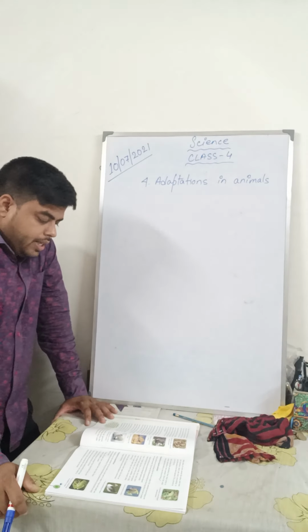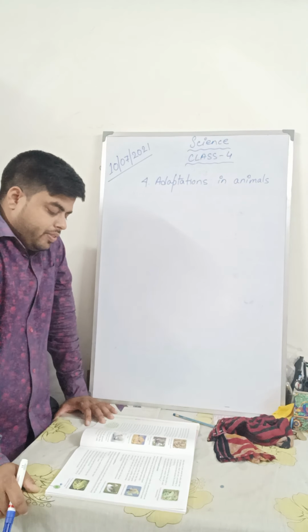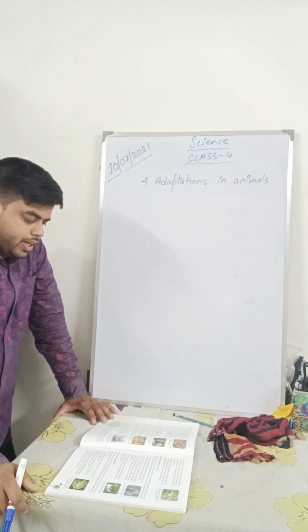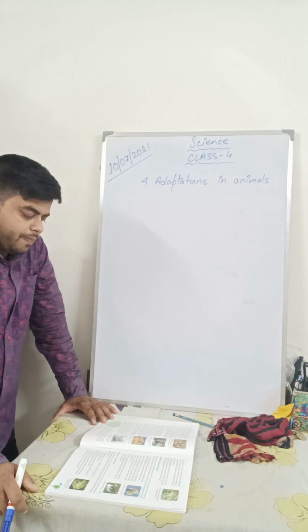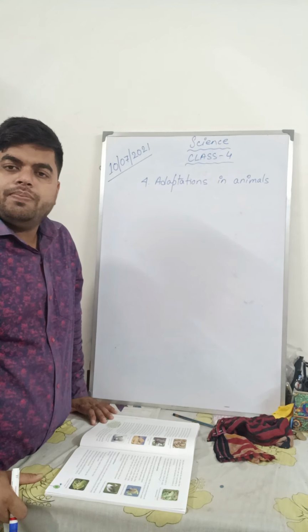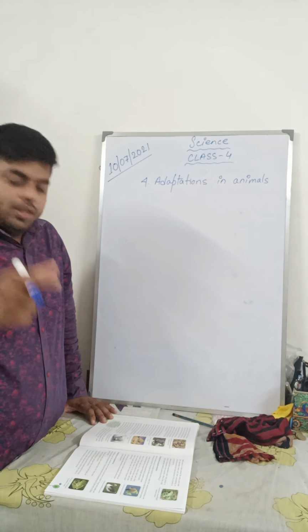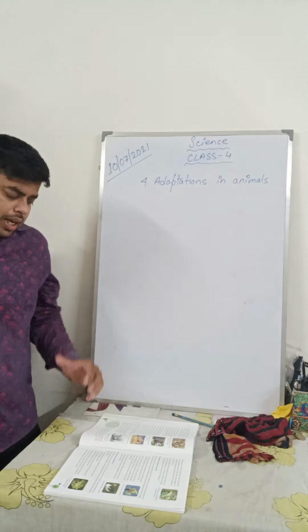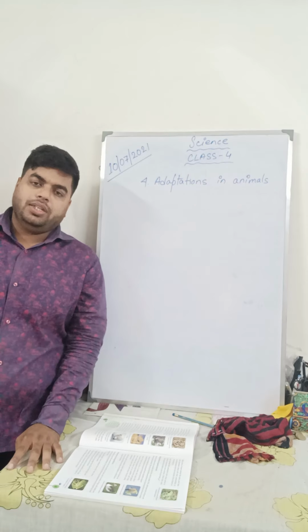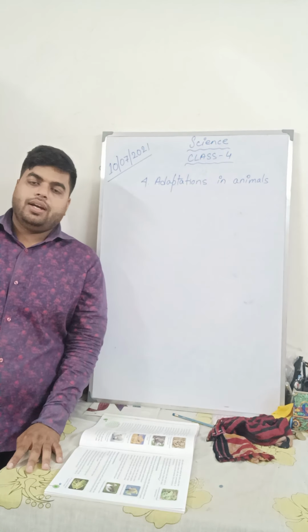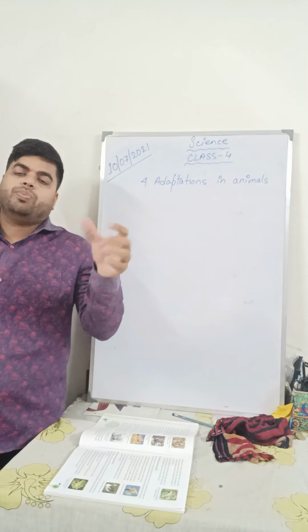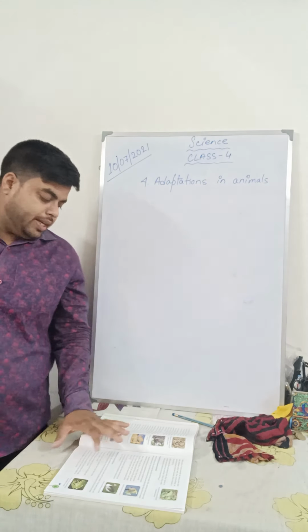Next, animals living in the desert have thick skin or a thick outer covering on their body. This protects them from the heat of the sun. The desert is a very hot area, so they have very thick skin so that the outer heat cannot affect the animals. That is why they have very thick skin to protect themselves from the heat.